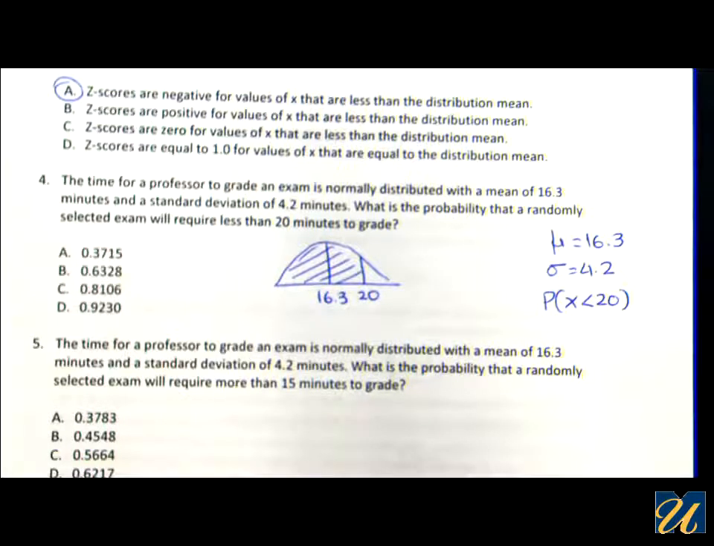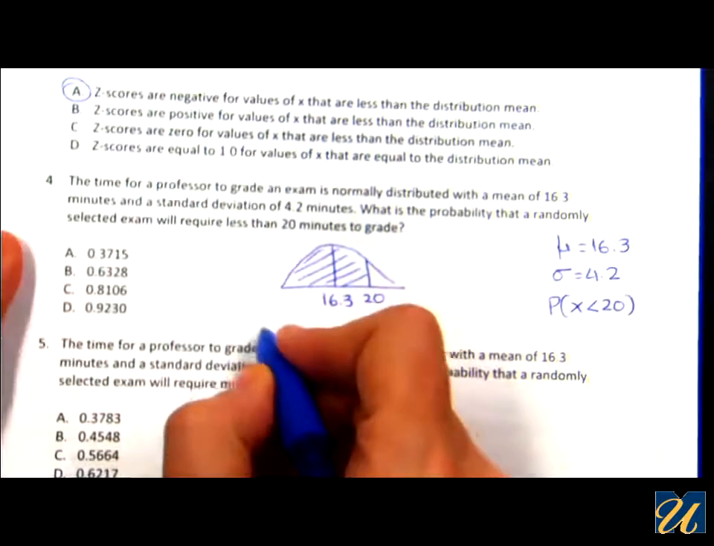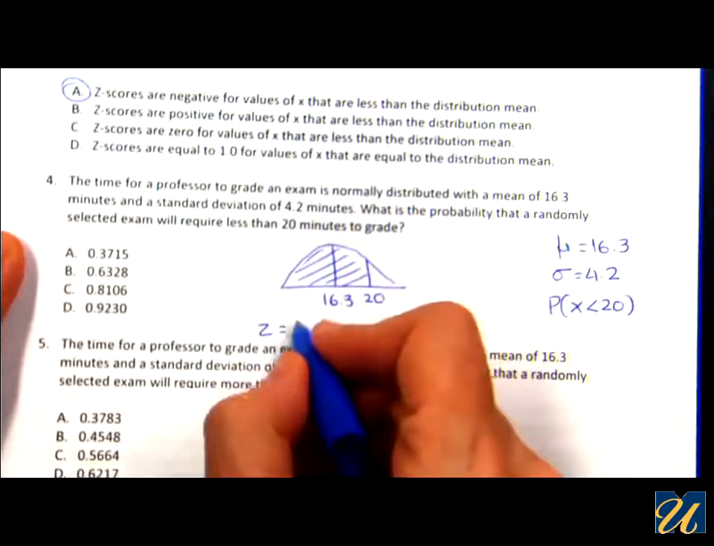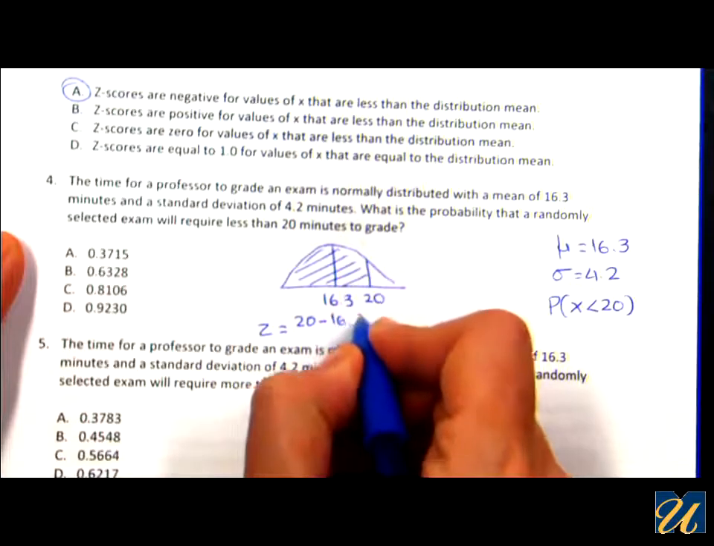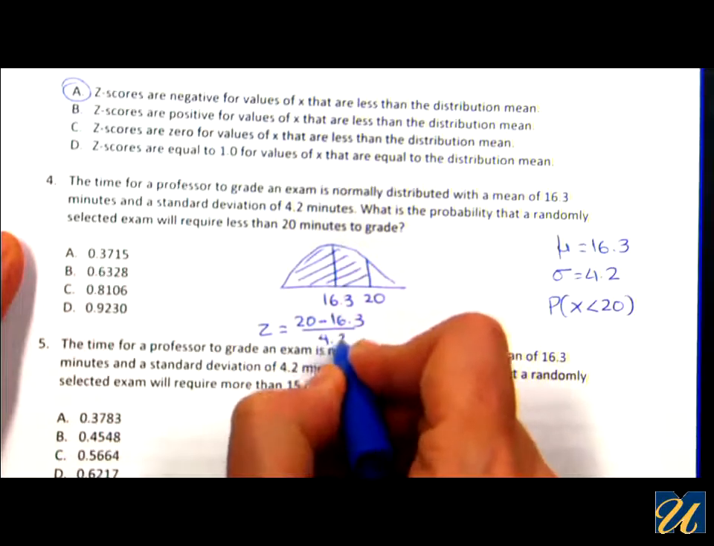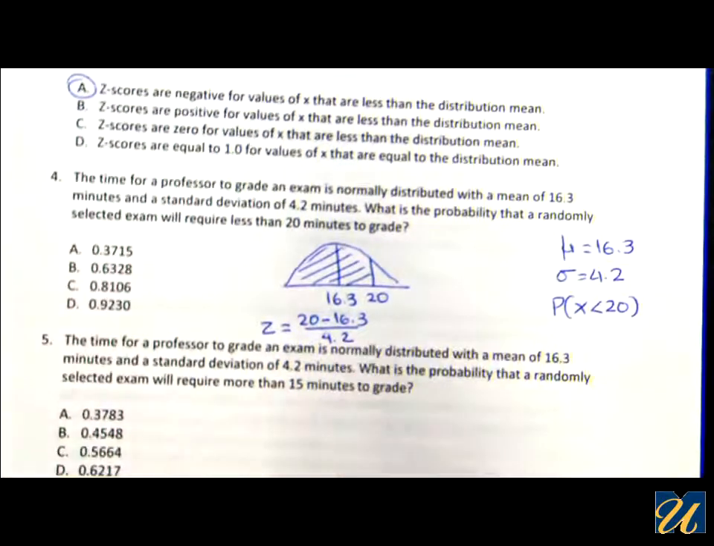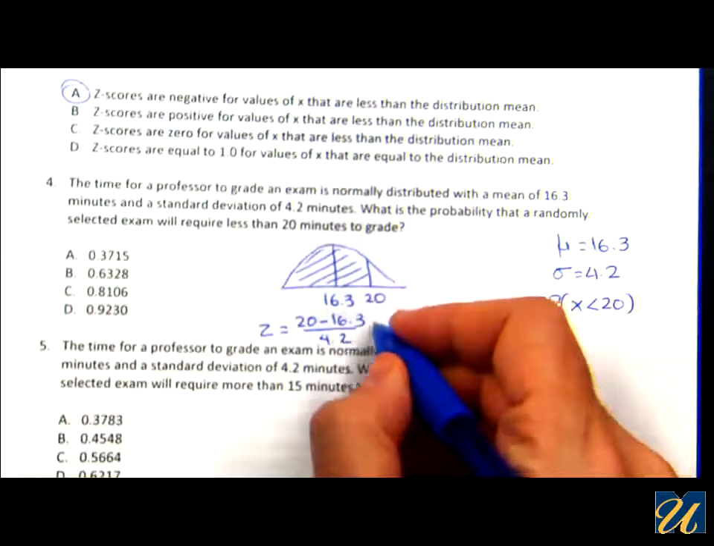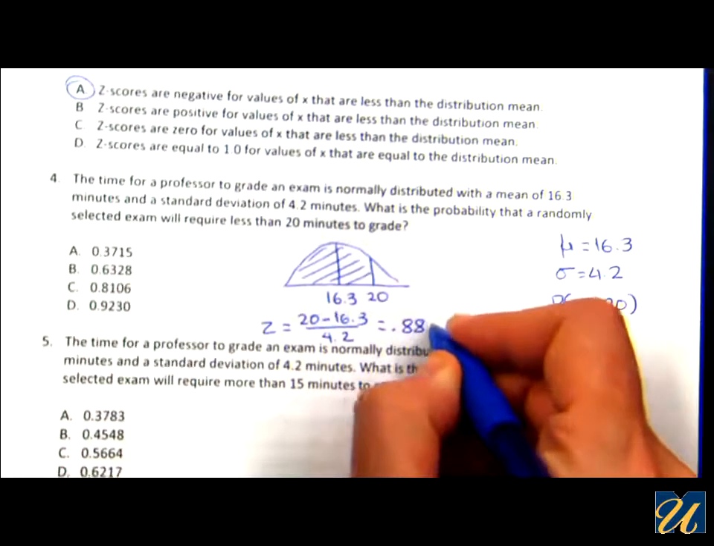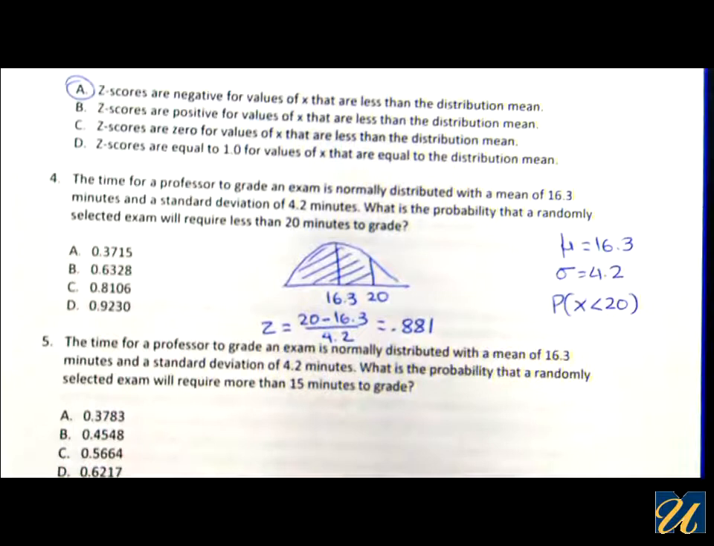Now, we calculate the z-score. The next step is to calculate the z-score. The z-score will be equal to 20 minus 16.3 over sigma. So we have 0.881. You will round to 2 decimals, 0.88.